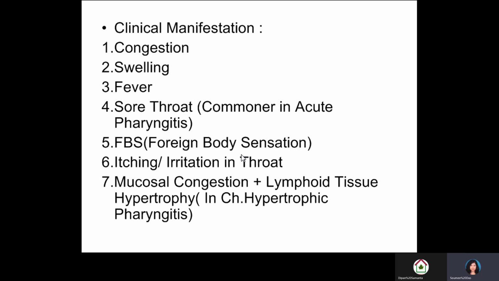Next is mucosal congestion and lymphoid tissue hypertrophy. This is more common in chronic hypertrophic pharyngitis. Mucosal congestion means the mucous membrane would be congested, or engorged. Next is lymphoid tissue hypertrophy. In this one, the lymph nodes or the lymphoid tissues would be engorged and hypertrophied. Hypertrophied means they would all be increased in size.